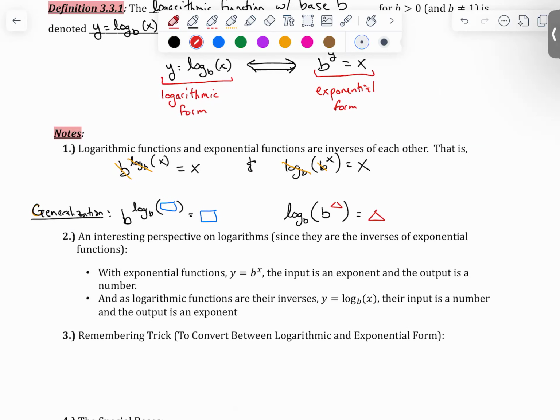So this second note is not going to be super useful right now, but it is a good way to think about how inverses work. And this will become especially useful in Math 127 when you start talking about inverse trig functions. With an exponential function, since they're inverses of each other, it takes in an exponent and then spits out a number. Whereas the logarithm takes in a number and spits out an exponent. So it does the opposite operation, because it's an inverse.